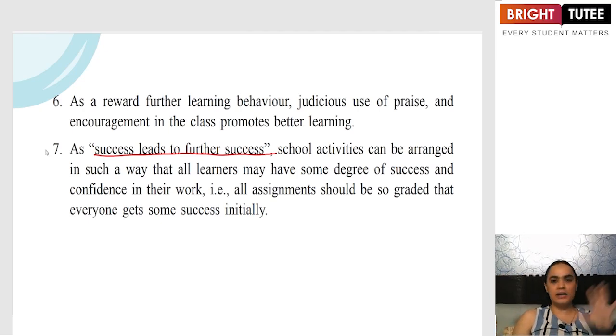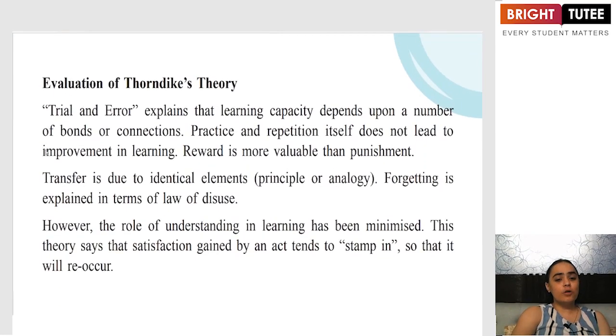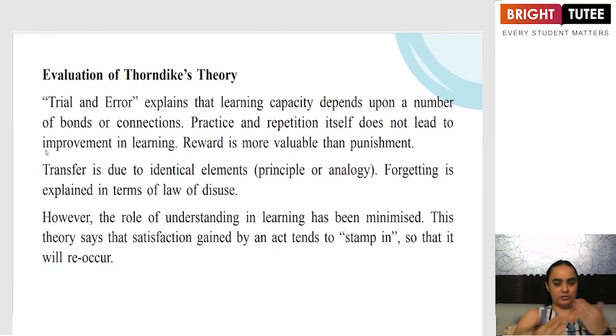When he is sure that he has successfully completed his first month, second month, third month, that success rate is going to motivate the child to perform better in the next cycles. So these are the educational implications of Thorndike's theory. Now, let us talk about the evaluation.